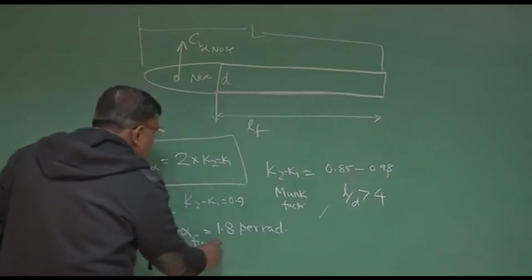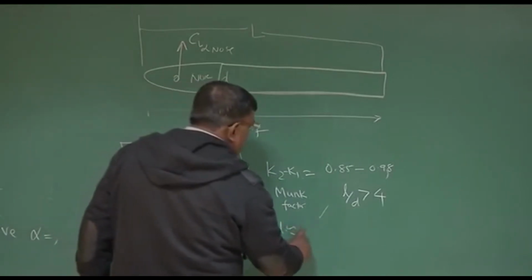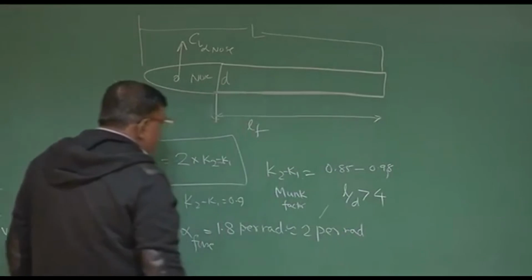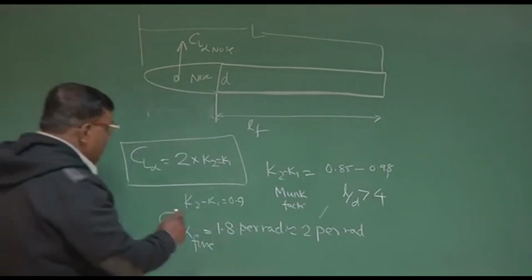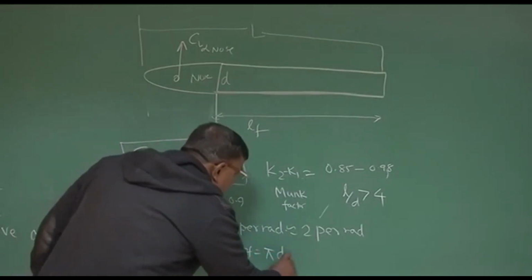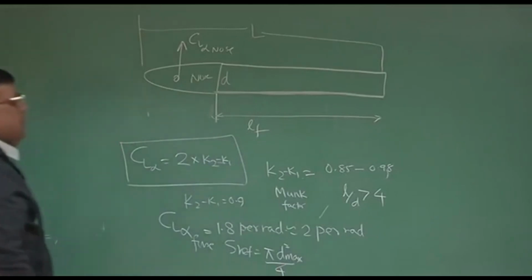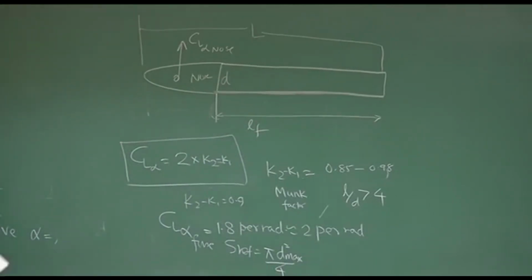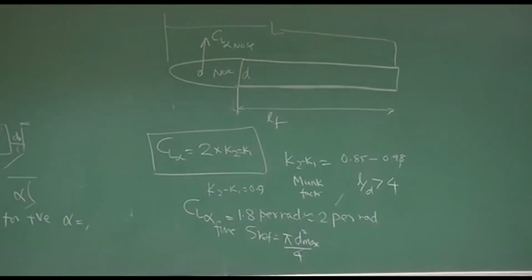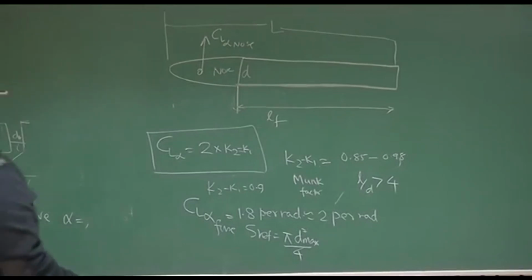But one catch is there. CL alpha fuselage is 1.8 per radian. And as I told you, approximately people take it as 2 per radian for initial estimates. But then the catch point is, it is based on reference area pi d max square by 4. This should be very clear. So when you are trying to combine this with other components because of wing and tail, you have to convert this into reference area, which is wing reference area.